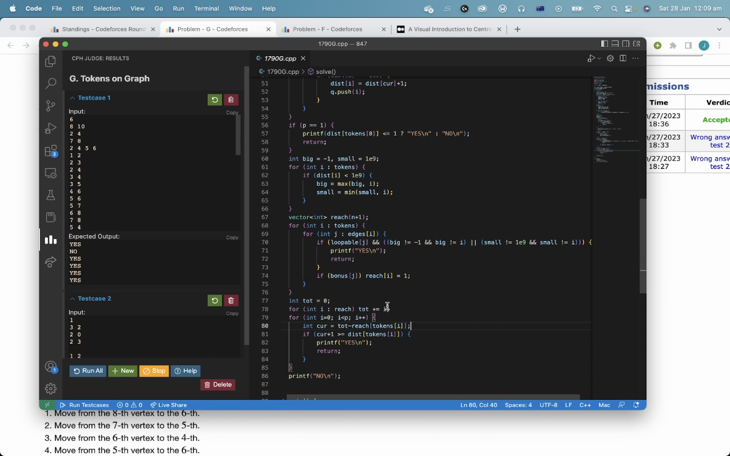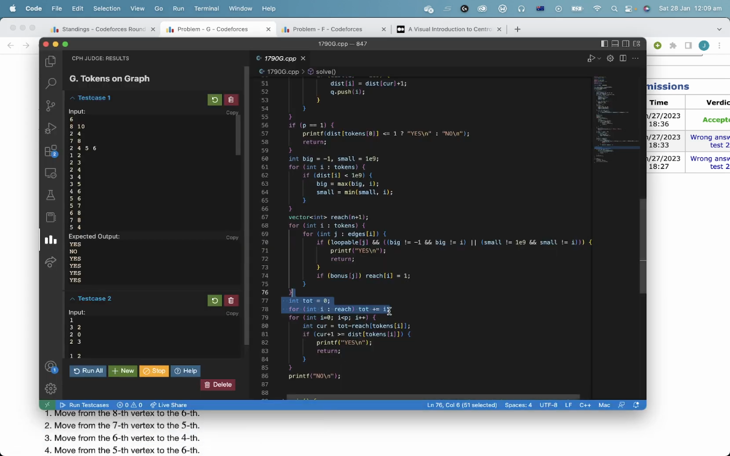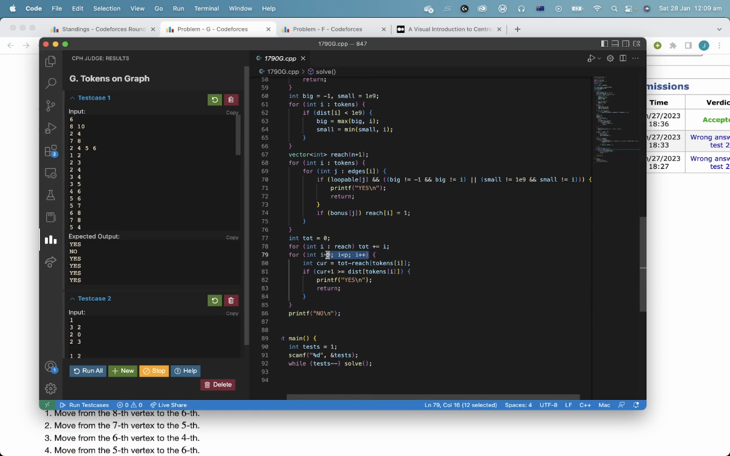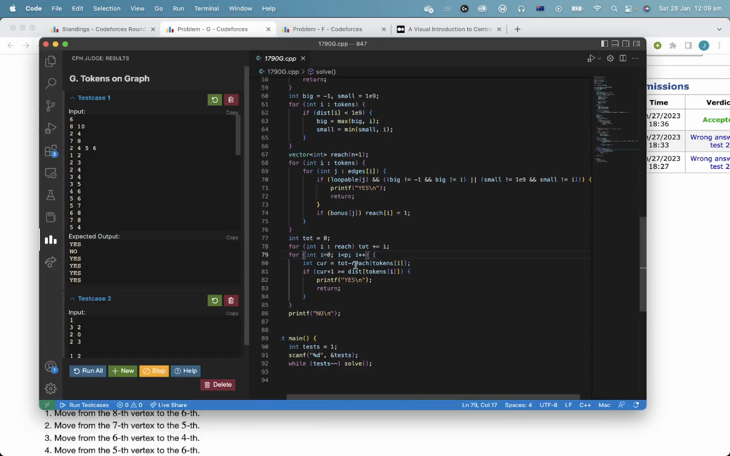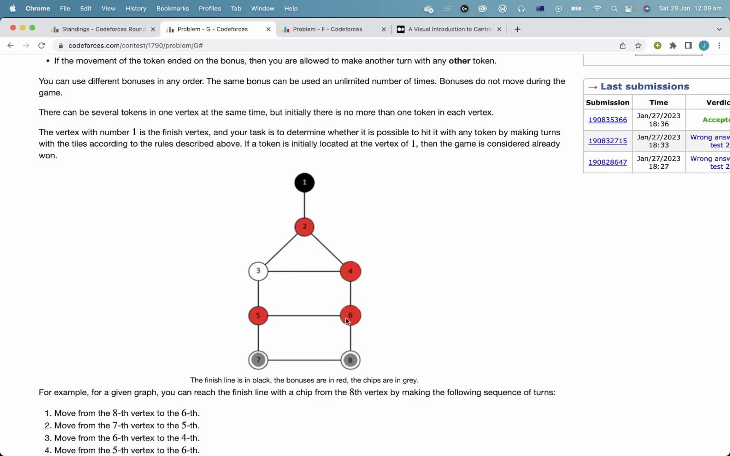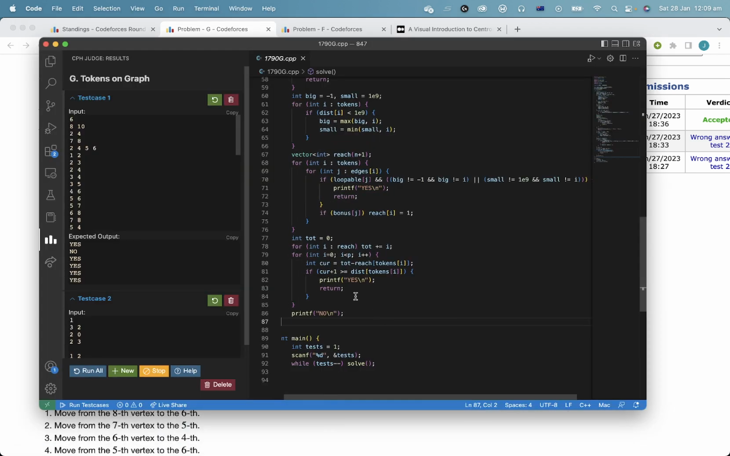So first, tot is the total number of tokens which can stall time by going to a bonus vertex. When I'm processing a current token and checking whether this can be the token that reaches node 1, first I will subtract the reach of my current token, because only other tokens can stall time by going to a bonus vertex. My current token doesn't count. And if this number plus 1 is greater than or equal to the distance, then the answer is yes.